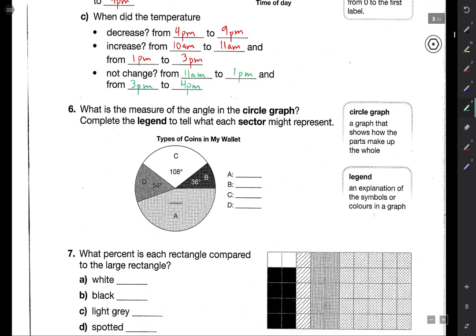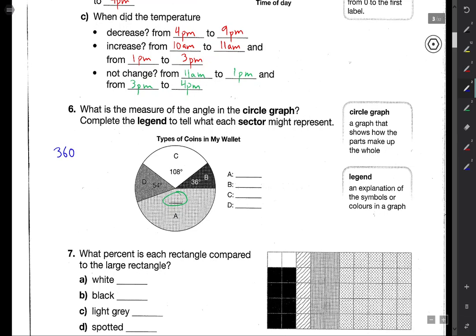Now we're looking at circle graphs. So question 6 is asking, what is the measure of the angle in the circle graph? So it's asking for what this angle would be. And then we need to complete the legend to tell us what each sector might represent. So an entire circle is 360 degrees. Now to find that missing degree in section A, we need to subtract all the other degrees from 360. So we're going to do 360 minus 54 minus 108 minus 36.